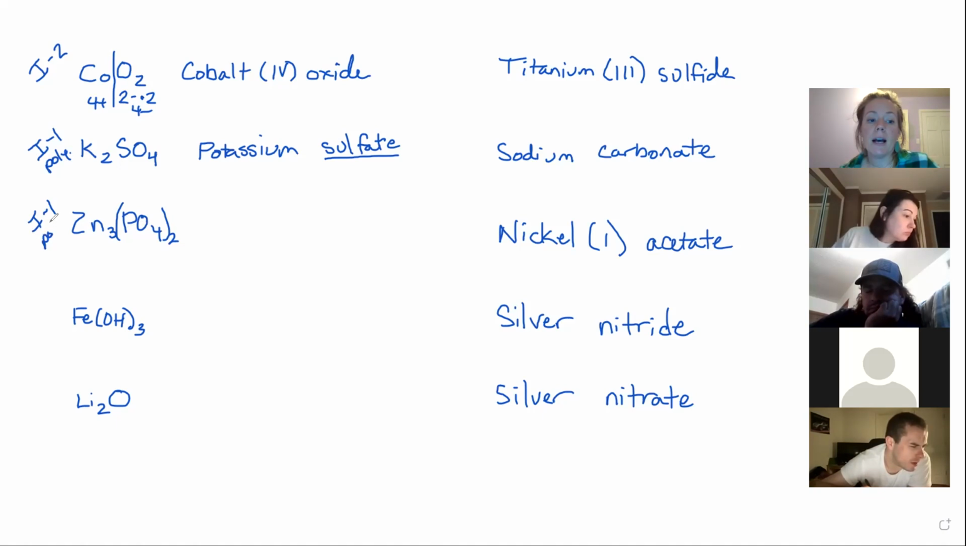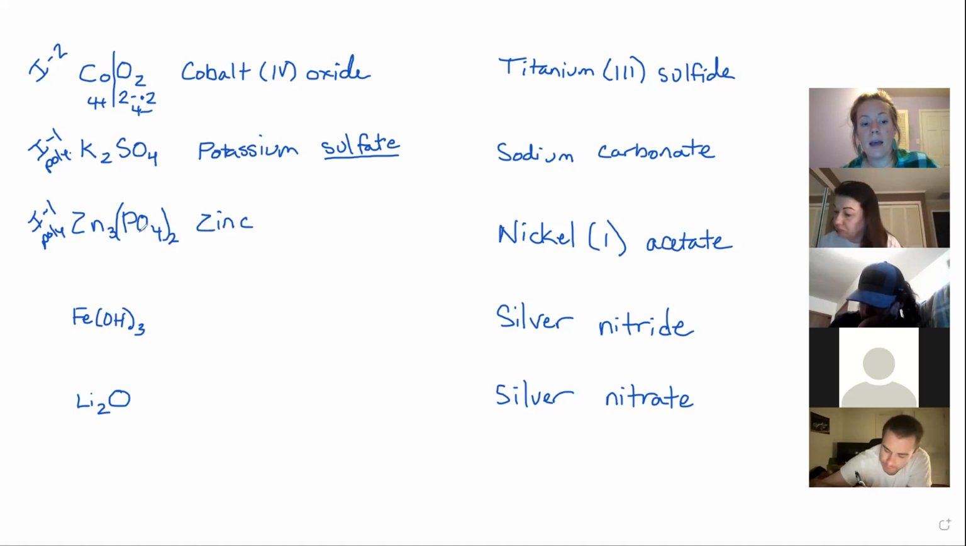There's also a polyatomic ion in here. Sorry that I didn't put the parentheses. It looked like there were 42 oxygen. There are not 42 oxygen. It's PO4 and we have 2 of them. So this thing becomes zinc, and then this packet over here is phosphate. We just list the polyatomic ion again. We don't IDE it or anything like that.